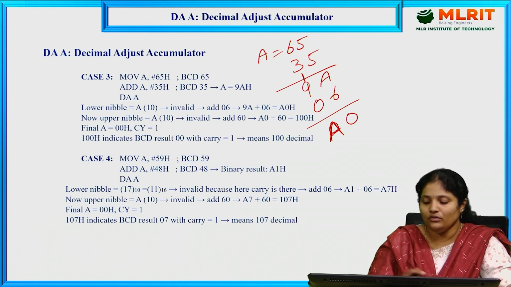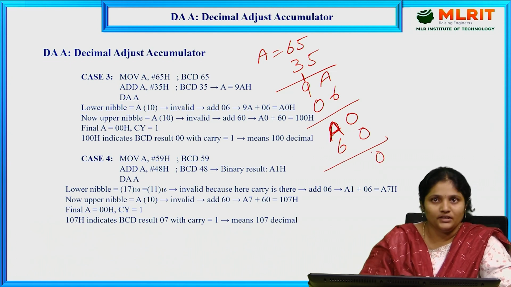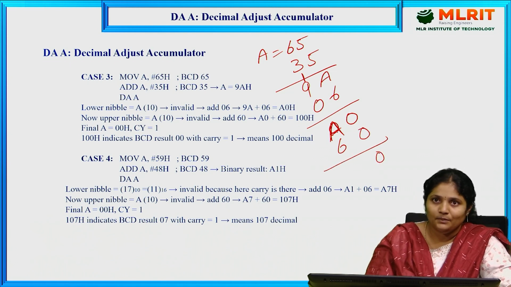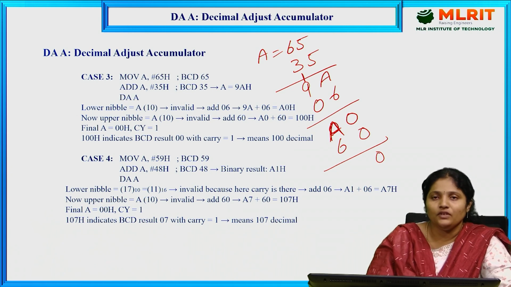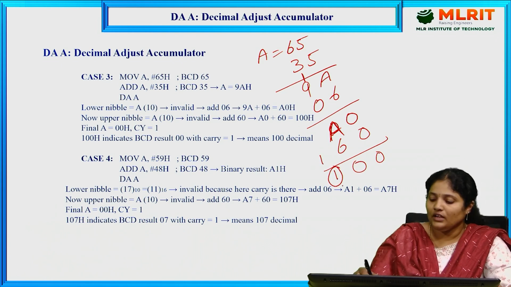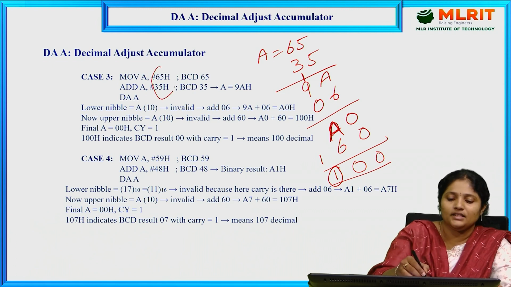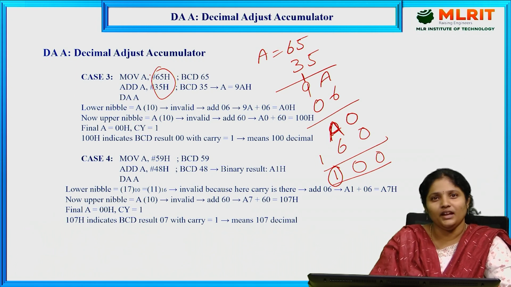What should we do? We need to add 6, right? Again, this is 0 plus 0, 0. A is 10. 10 plus 6 is 16. How will we represent 16 in hexadecimal? 0 with carry 1. So this is the carry. So total how much? 100. We should take the carry. So total 100. By adding 65 with 35, we usually get 100. Right? This is the third case.